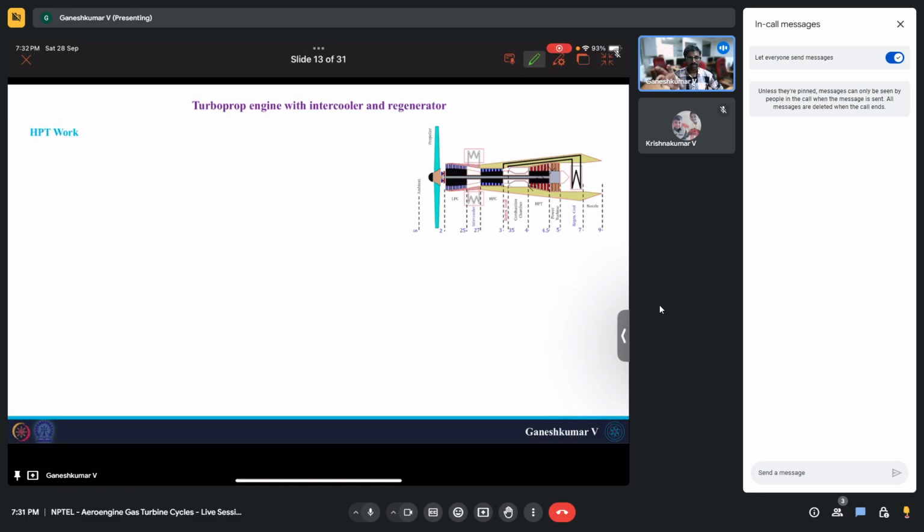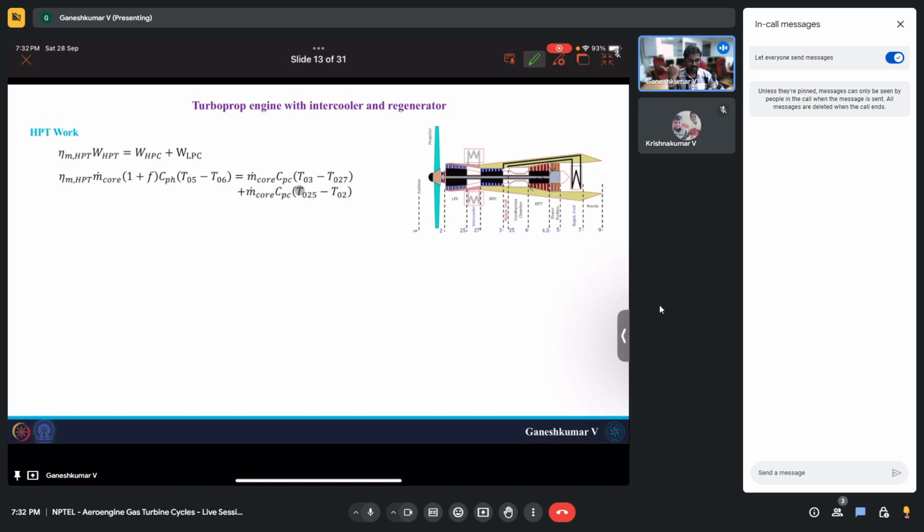In the high pressure turbine, the work generated by the high pressure turbine is actually used to drive the high pressure compressor and the low pressure compressor. So this is the energy balance for this high pressure turbine. If you substitute the appropriate expressions, you can notice that for the high pressure turbine you have this 1 plus f, which is obvious because we added fuel in the combustion chamber.